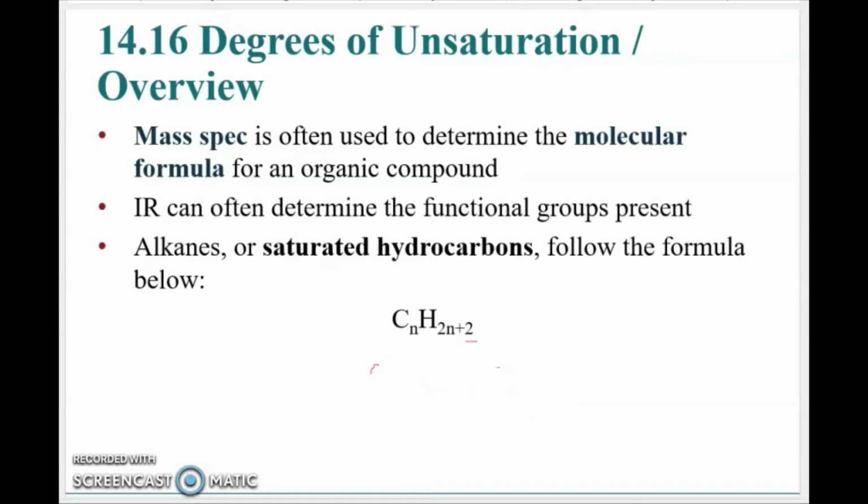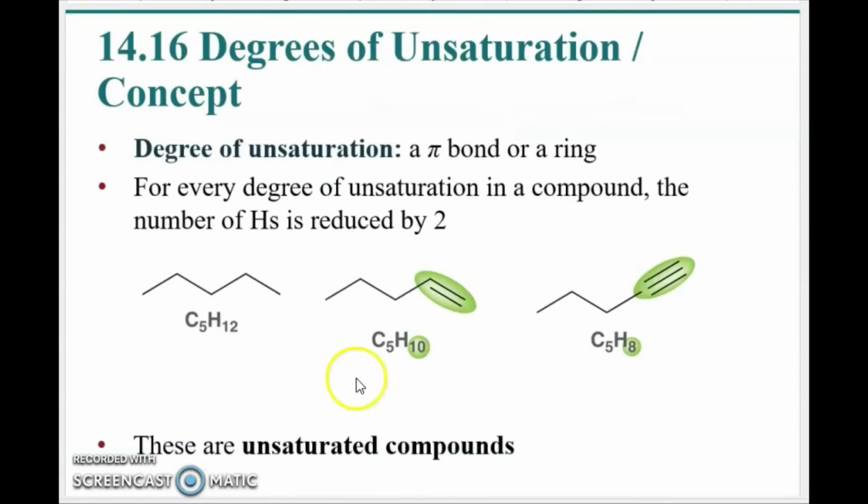Going to this concept, if we have pentane, C5H12, pentene, C5H10, and pentyne, C5H8. These two molecules, we're short 2 hydrogens here, and we're short 4 hydrogens here. So this is 1 degree of unsaturation, and this is 2 degrees of unsaturation, because every degree of unsaturation results in the removal of 2 protons.